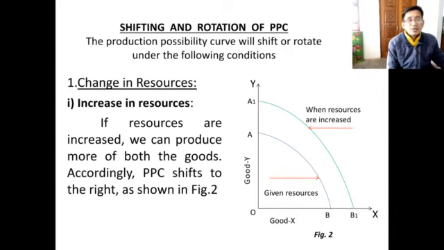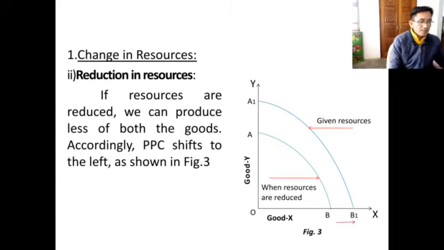So accordingly, the production possibility curve shifts to the right, as shown in figure number 2. The blue line is the production possibility with given resources. If there is an increase in resources, automatically the production possibility curve, or production possibility frontier, will shift towards the right. The new production possibility curve will be represented by A1B1, that is the green line in this figure.